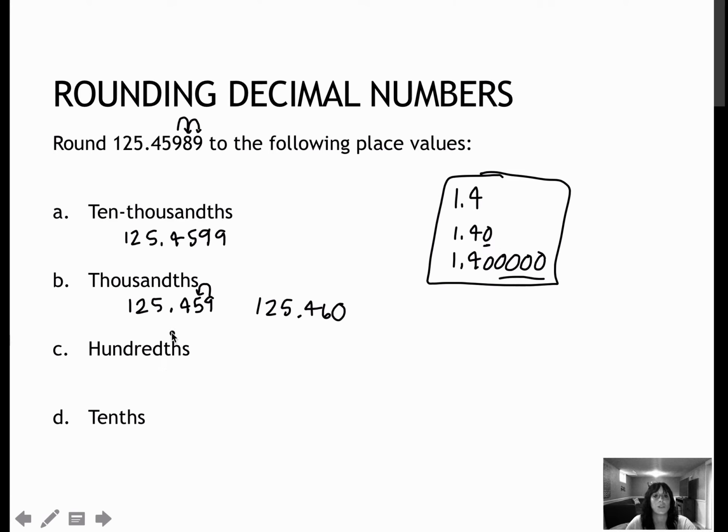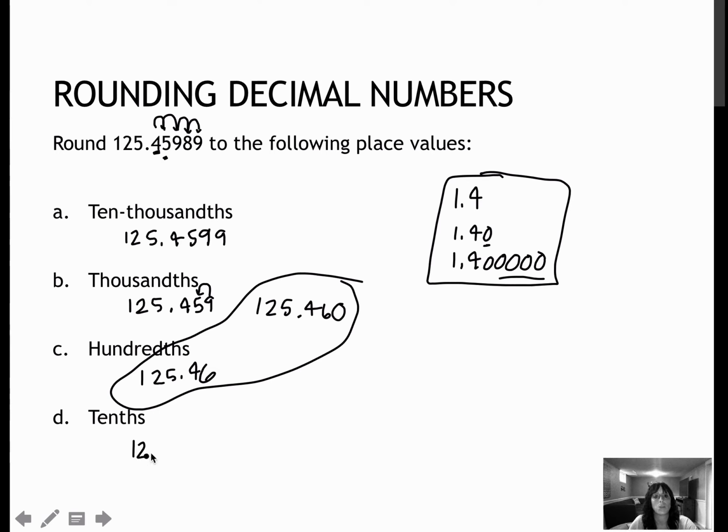Now let's round to the hundredths place. So that's this place. From the 5, I would look at the 9. The 9 says round up, and so that would be 125.46. So notice these two answers are actually the same, which is okay. And then to the tenths place, this is the tenths place, the 4. I look to the right, the 5 says round up, so I get 125.5.